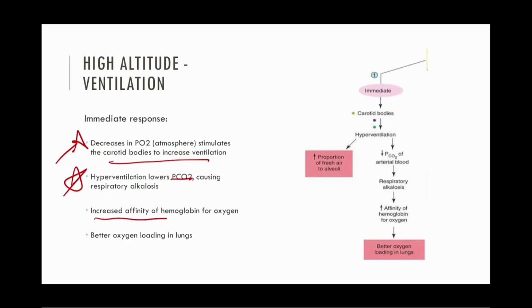Increased affinity of hemoglobin for oxygen. What is that going to do? Better loading of O2 in the lungs. So we increase the affinity for O2 by hemoglobin. So we're going to bind hemoglobin to O2 easier and faster.